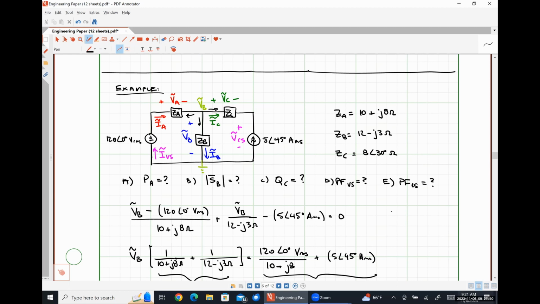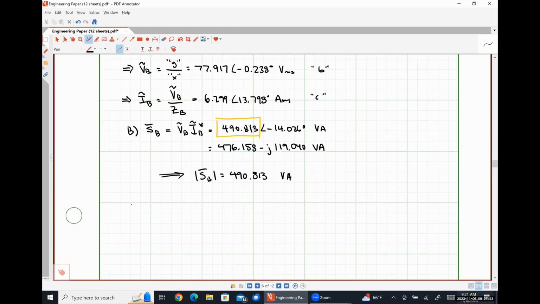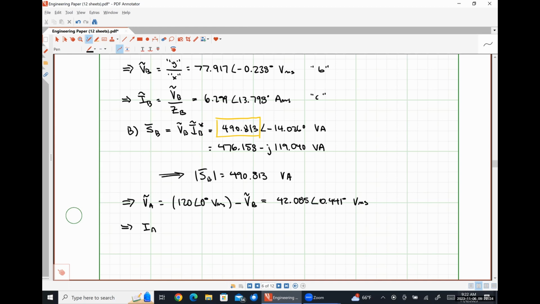Exactly right. So VA would just be 120 angle 0 degrees minus VB, which I get to be 42.085 with an angle of 4.1, if I round correctly, degrees, volts RMS. I'm storing that in my calculator as A.